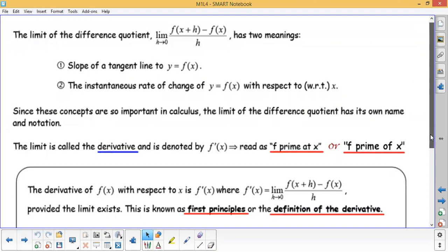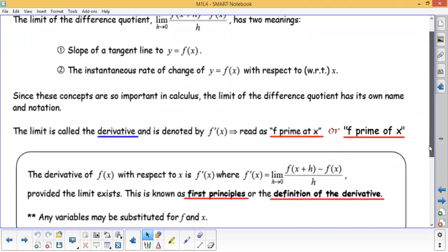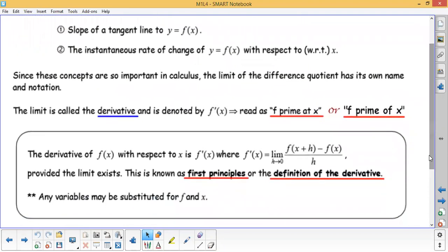The derivative is denoted as f prime of x sometimes. Sometimes it's dy over dx, and I have a slide that covers all of that. The derivative of f of x with respect to x is f prime of x from first principles. And so we are going to talk about the different variations and how the derivative is written because notation is extremely important in your calculus course.